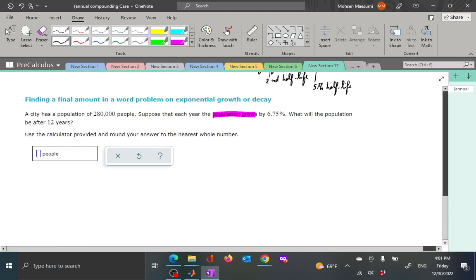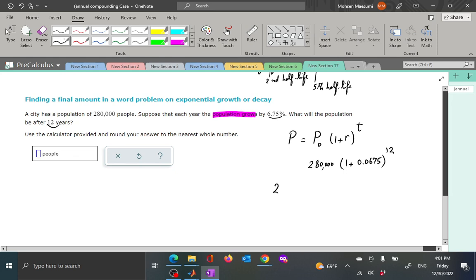Okay, final example, population growth, same kind of problem. Sometimes the formula is written like this: population at some time t is population at time 0 times 1 plus the growth rate, raised to the power of the number of years you are waiting. So in this case we have 280,000 original population. Every year the population increases by 6.75%, so that is 0.0675. And then we are going for 12 years.